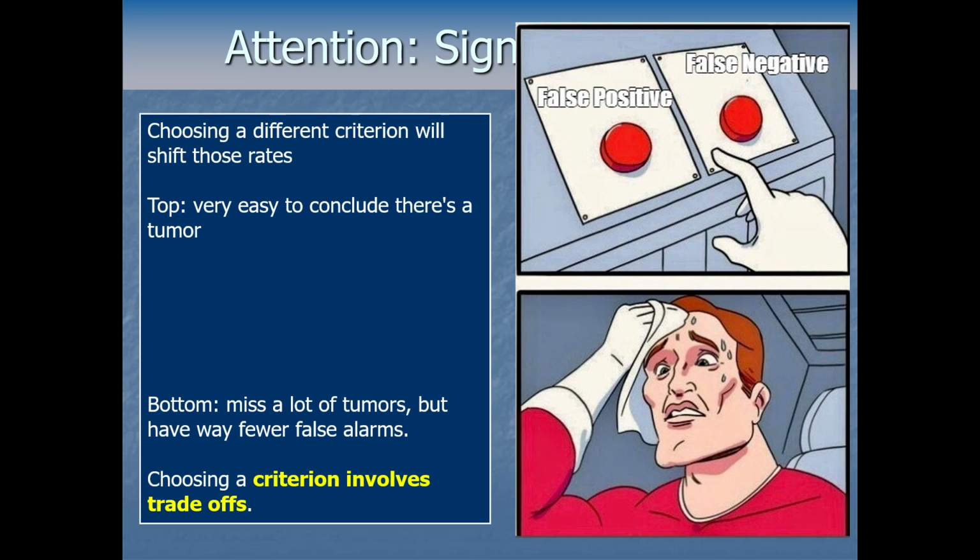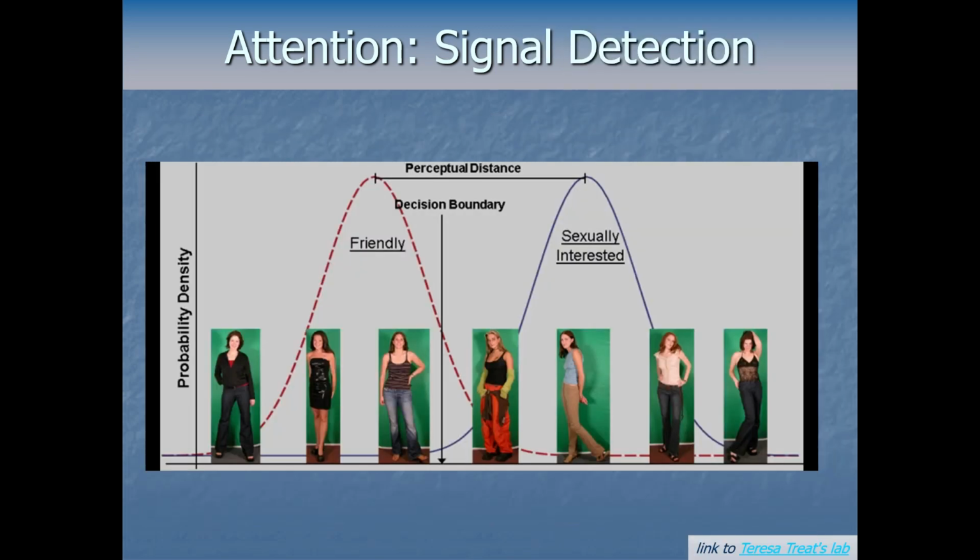Either way, wherever we put that criterion involves trade-offs. By the way, just to give an applied example, there's a researcher named Teresa Treat. She does a bunch of this stuff. Her lab uses signal detection theory, for example, to study male misperception of sexual interest, just based on affective or non-affective cues. So she changes different cues as an independent variable and sees how men might misperceive sexual interest.